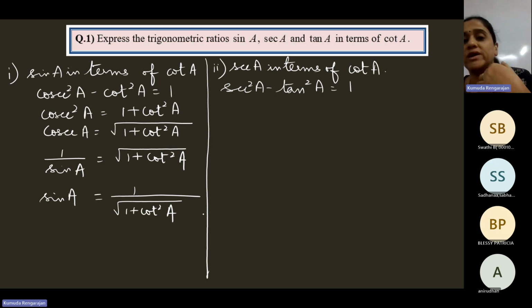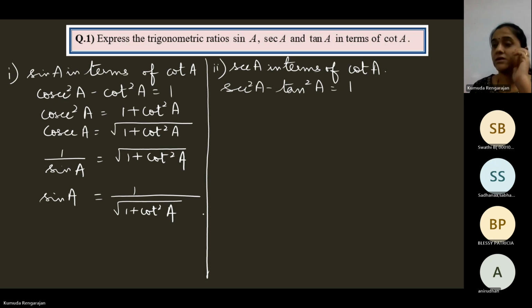Okay, so next we have to write secant A in terms of cot A. We have to write secant in terms of cot. But we can write an identity that connects secant and tan, and tan and cot are reciprocal ratios. So you can write this one: secant square A minus tan square A is equal to 1. This one has secant and it has tan, which is a reciprocal of cot.